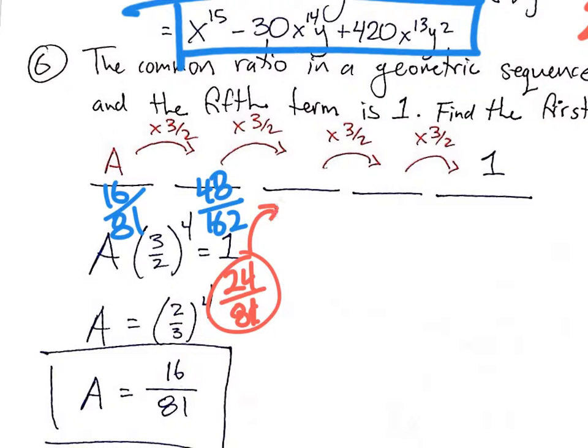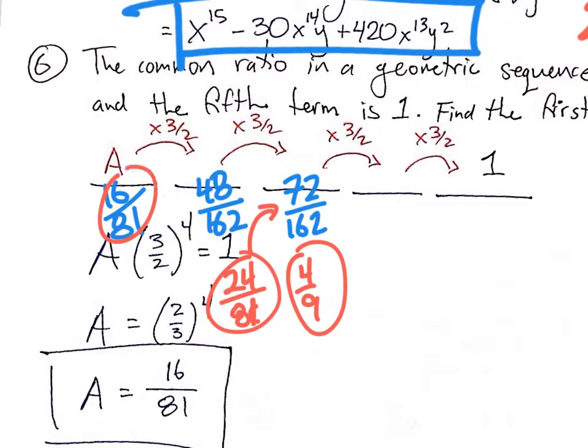We would then multiply by 3 halves, and that would give us 72/162, which reduces to 4/9 as the value of our third term. We can multiply by 3 halves. Let's see, all we needed was the first 3, so that would be our answer.